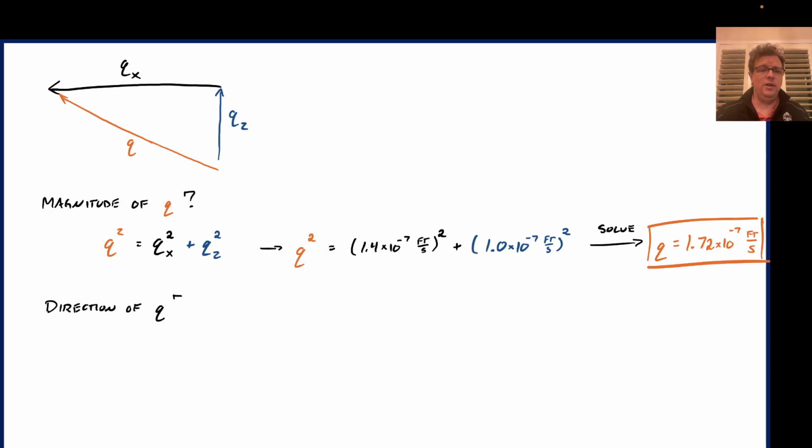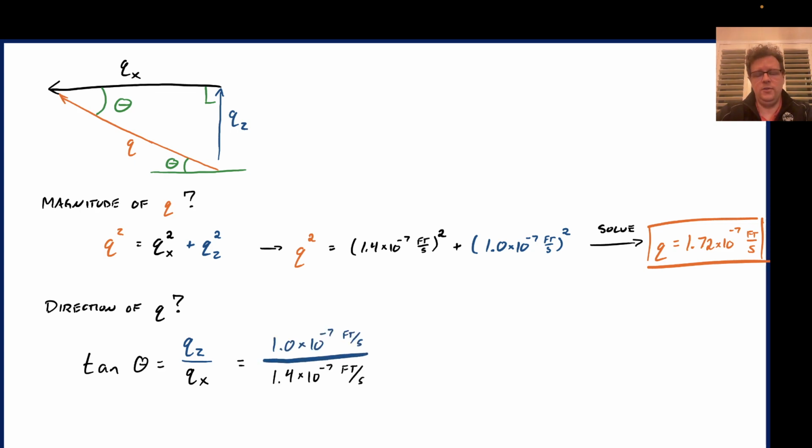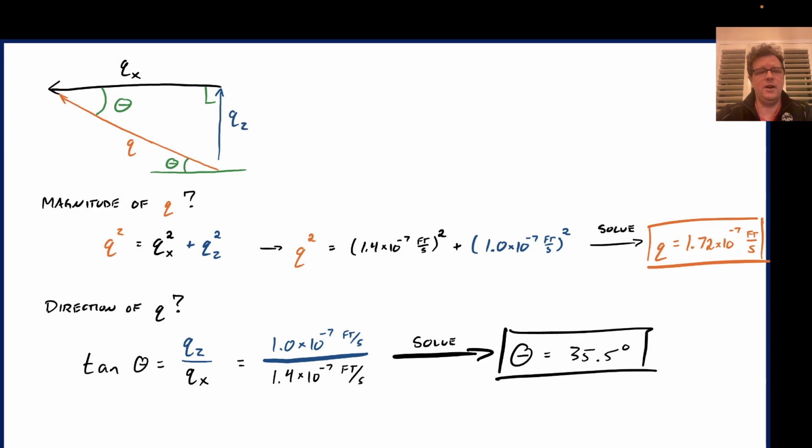How about the direction of flow? Similarly, right triangle geometry is our friend. And so I'm labeling the angle theta in green. We can solve the tangent of theta is the opposite over the adjacent, and so qz over qx. Plug those values in, take the inverse tangent, and I get a theta of about 35.5 degrees. So now we've got the magnitude and the direction.